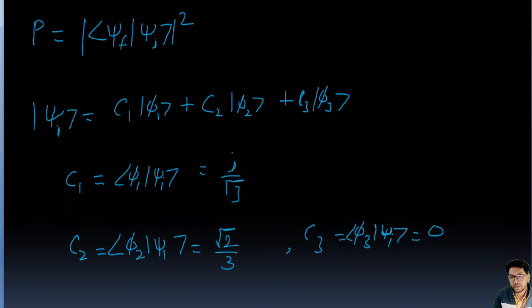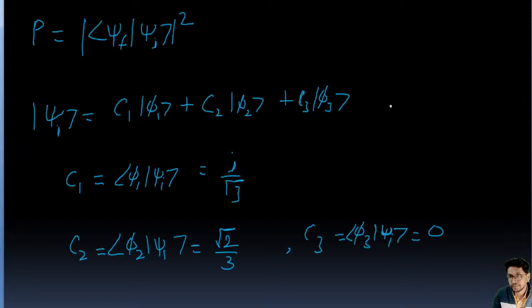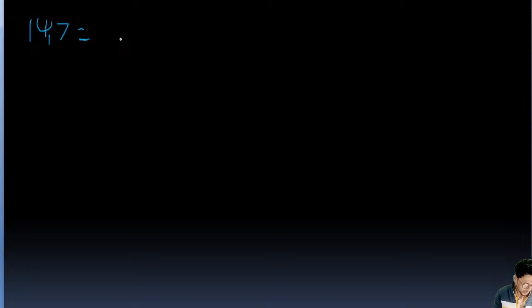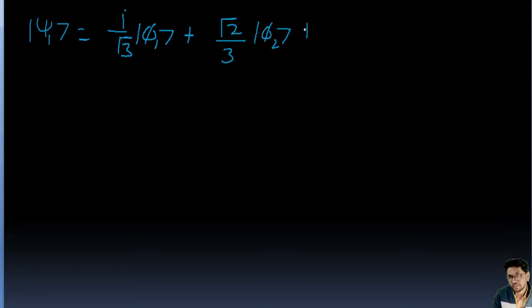Similarly, we can write psi I now, putting these c1, c2 values here in equation 1, the value of psi I. So it is going to be I upon root 3 phi 1 plus root 2 upon 3 phi 2 plus 0, because the c3 value is 0.